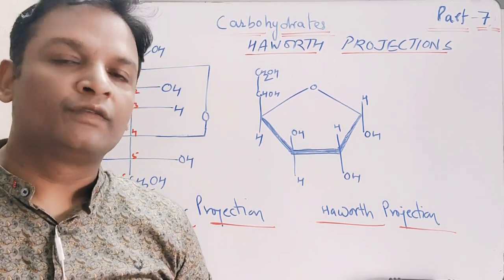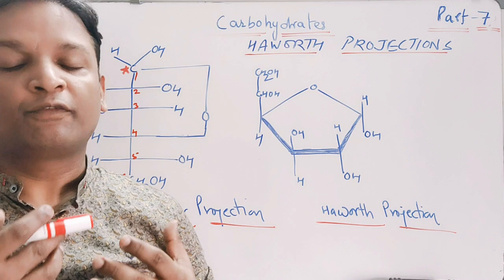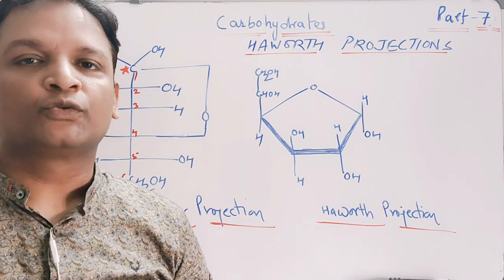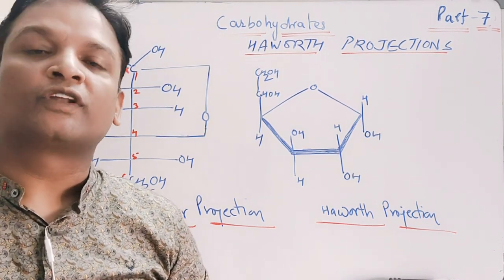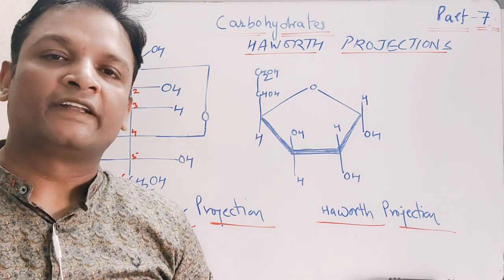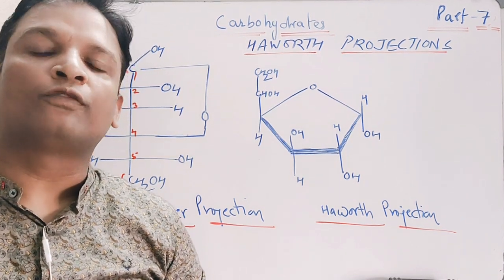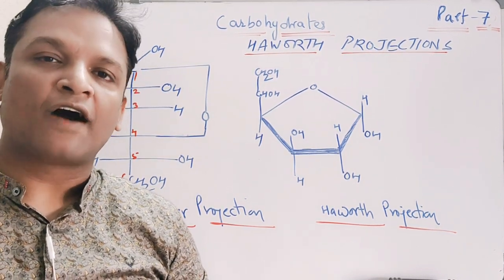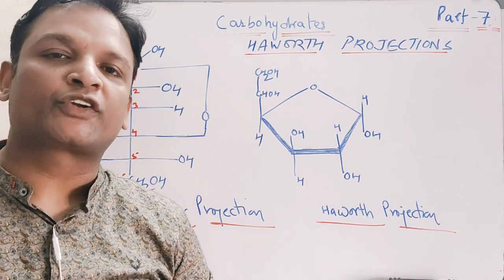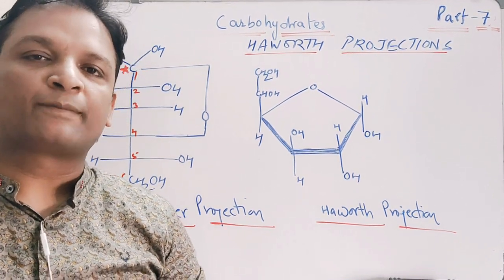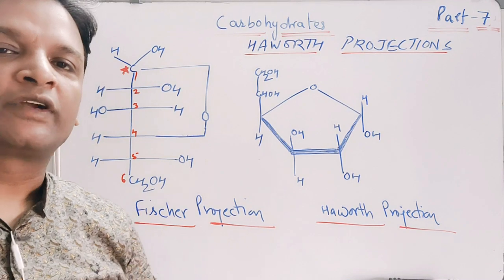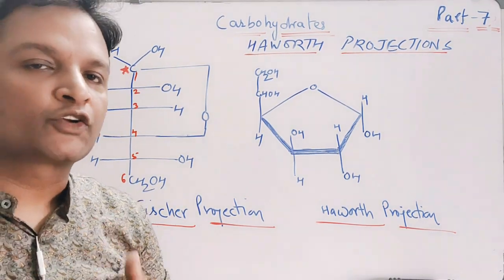In today's video, we will discuss the chemistry. We were discussing the chemistry of glucose, fructose, and different structures of glucose and fructose. In today's video, we will discuss the Haworth forms of glucose and fructose. Haworth form is also a very important projection formula of different types of carbohydrate structures. So let's see what is the Haworth projection of glucose and fructose.